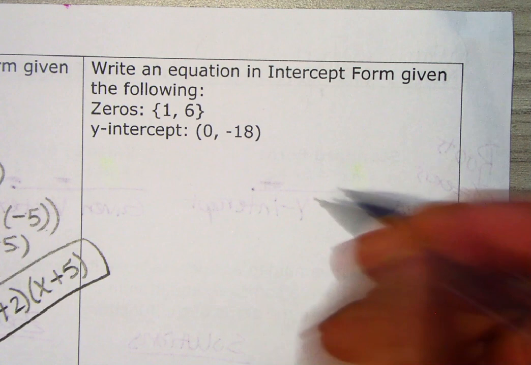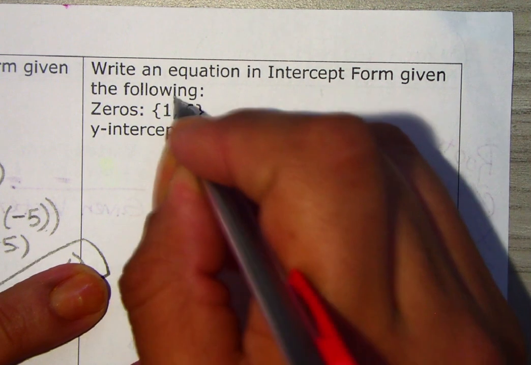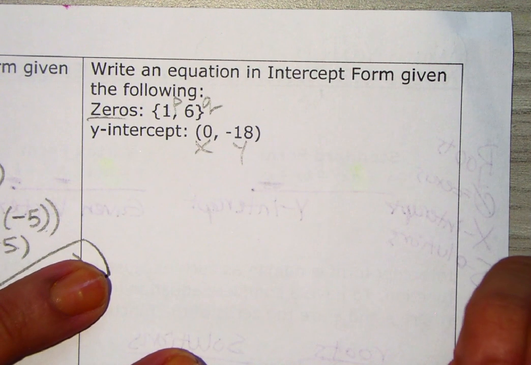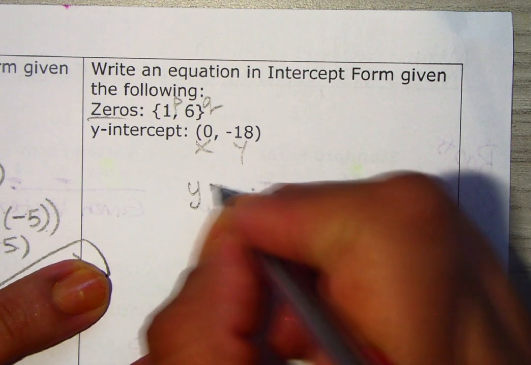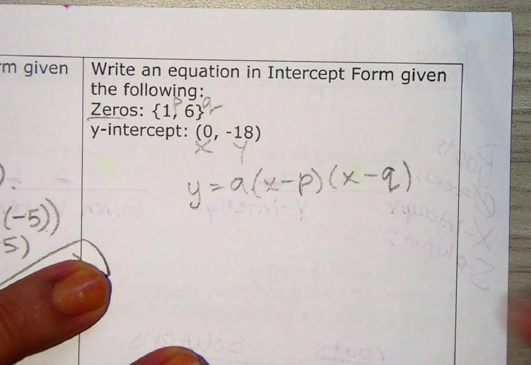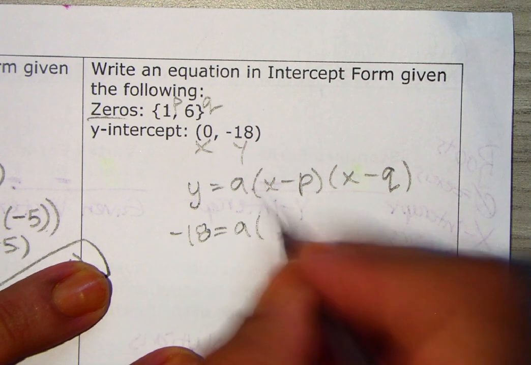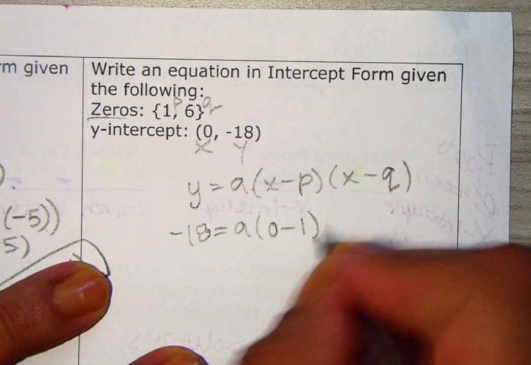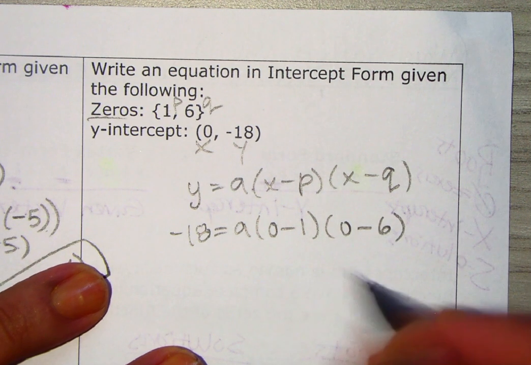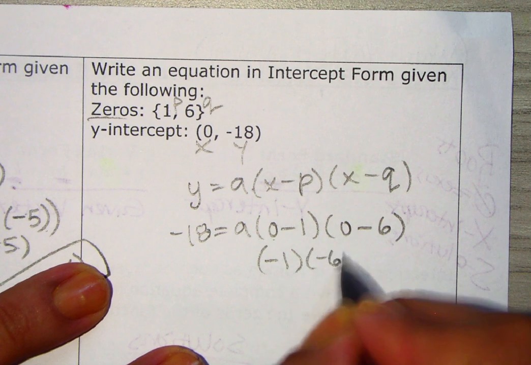All right, hopefully you tried it by now. Let's check if you did it correctly. So this is your P and Q right here, and this is your X and Y. Zeros, once again, is the same as X intercepts. So we're going to have Y equals A, X minus P, X minus Q, and then negative 18 equals A. 0 is your X, so 0 minus 1, 0 minus 6, and then we simplify. So 0 minus 1 is negative 1, 0 minus 6 is negative 6.